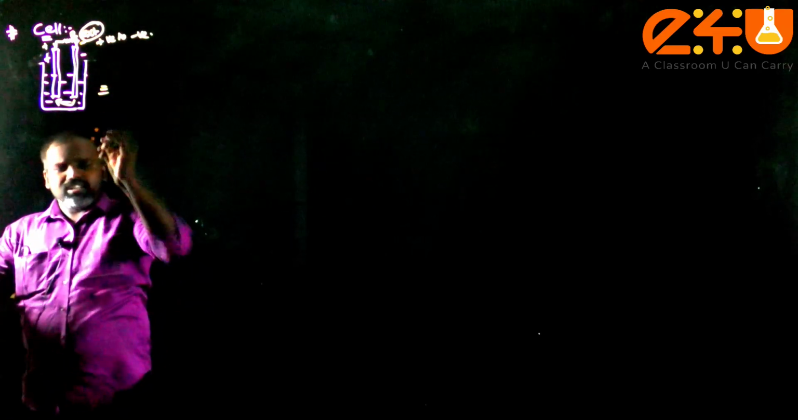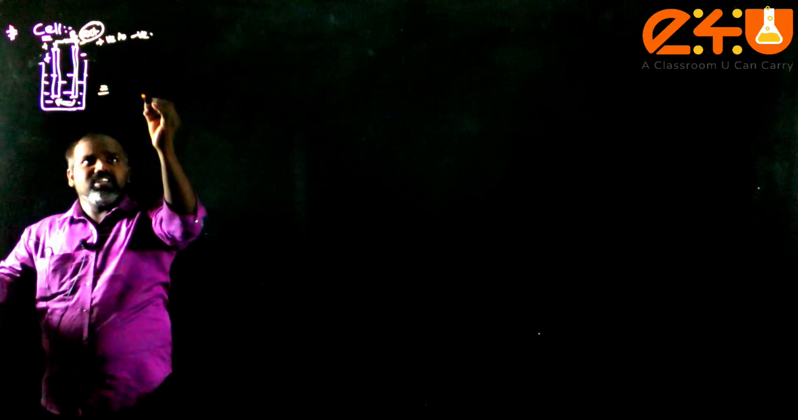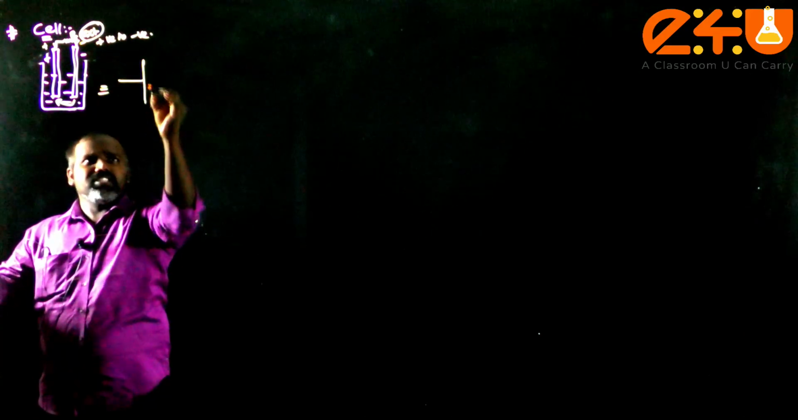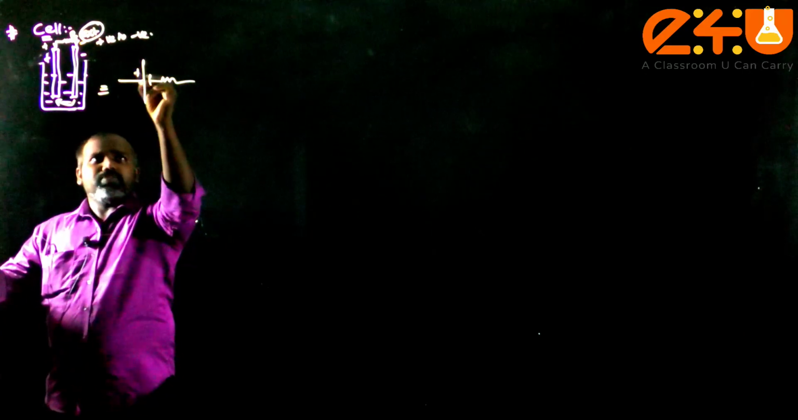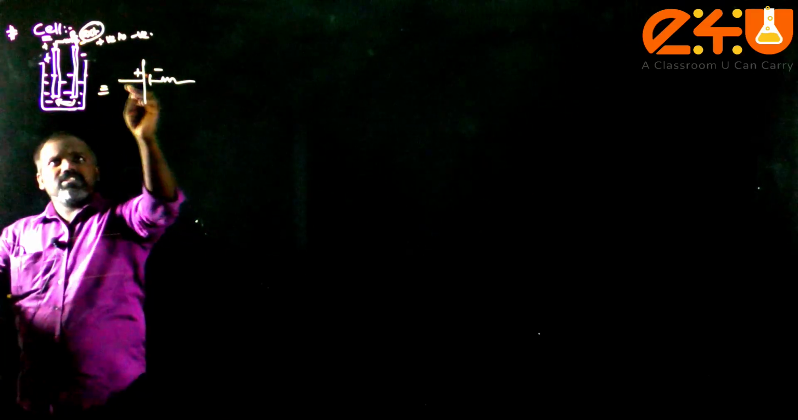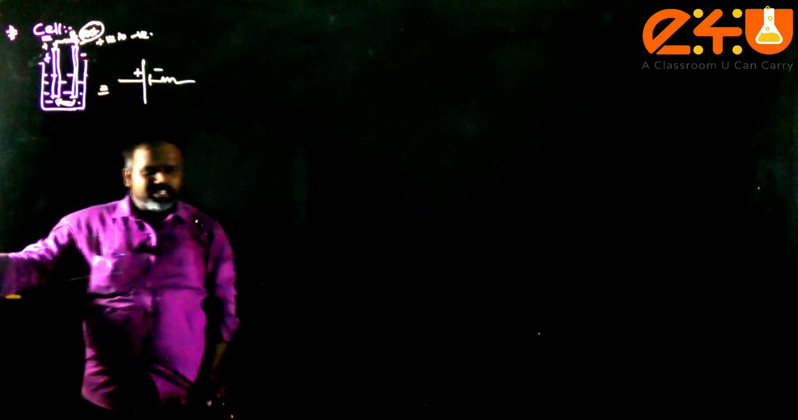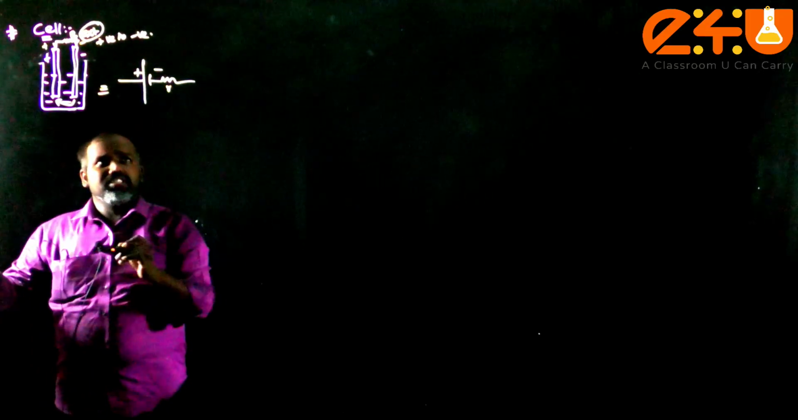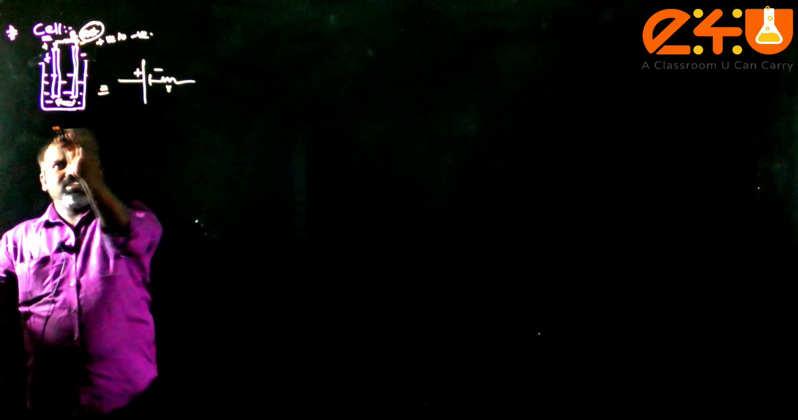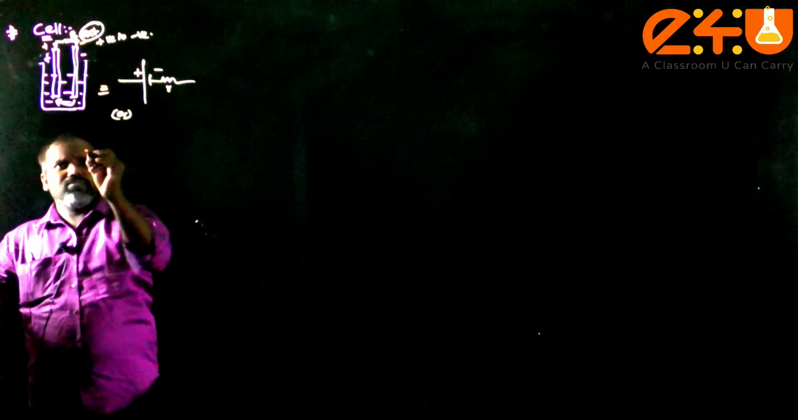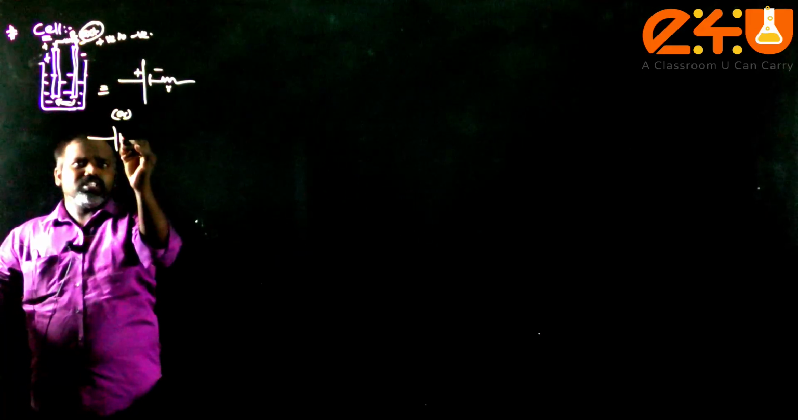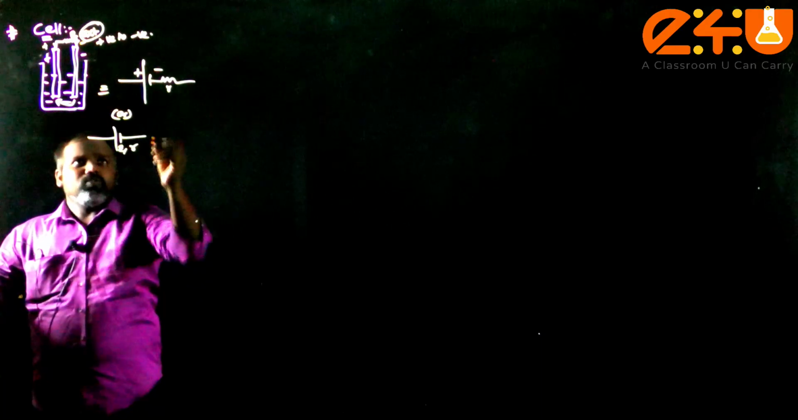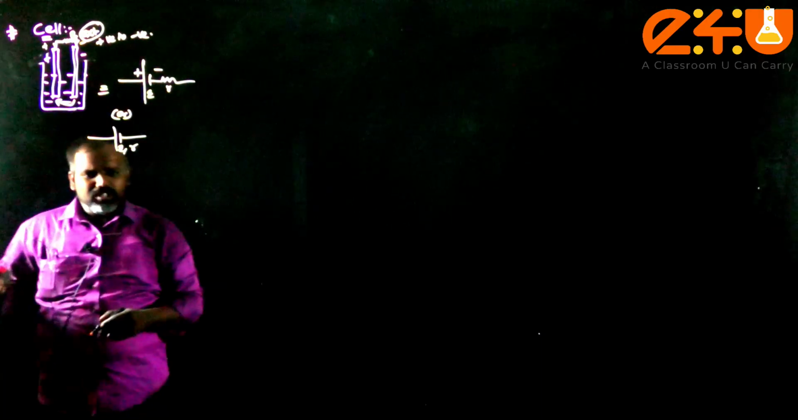Generally, the electrical circuit symbol for the cell will be like this. The lengthy line represents the positive terminal, which is at a higher potential compared to the negative electrode. This is the internal resistance. The same can be represented like this: E comma R. What is E? What is R? We are going to discuss that now.